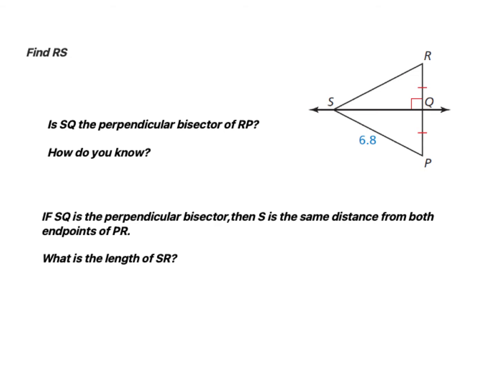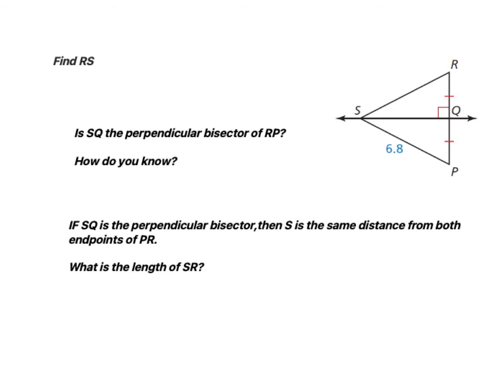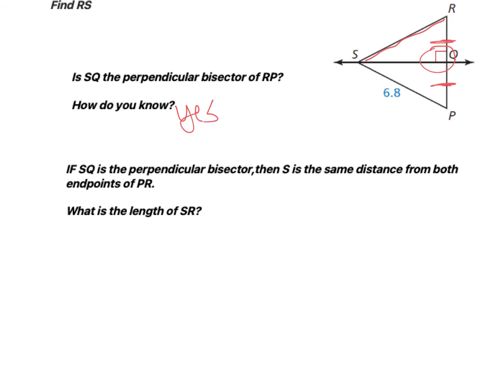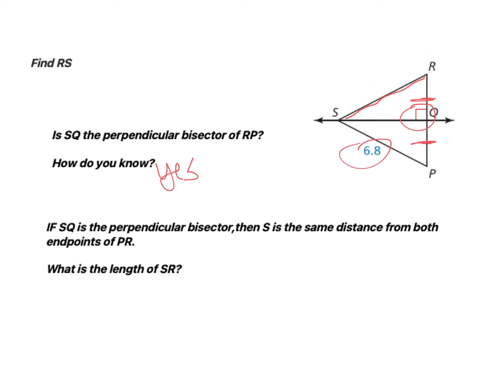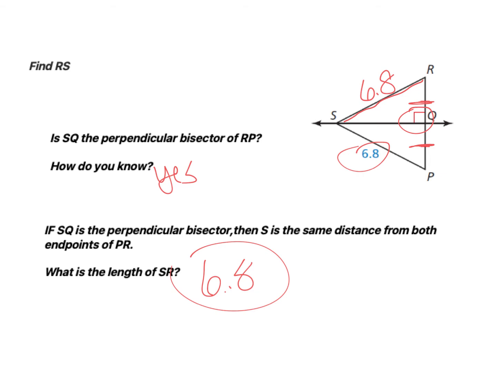Okay, so let's use that idea. We're going to use it a couple of different ways. We want to find RS. So we want to find what the length of this segment is. Okay, so first of all, is SQ, that line going down the middle, the perpendicular bisector of RP? Well, if we look at what's marked there, we notice that it is perpendicular, and we notice that it goes through the midpoint. So yes, it is the perpendicular bisector. So if it is the perpendicular bisector, then it is the same distance from both endpoints, which means if this is 6.8, this is also going to be 6.8. Pretty simple, right? We haven't even put any algebra in there yet.